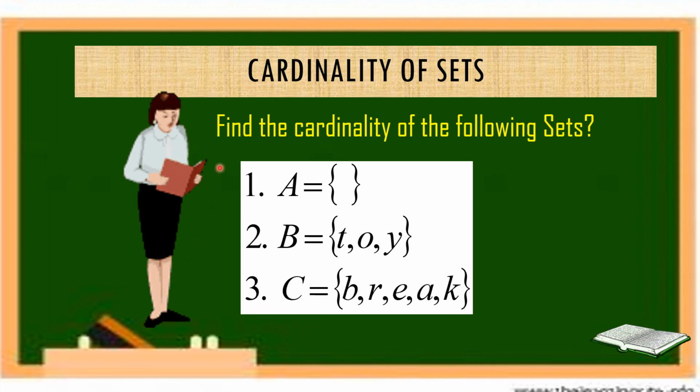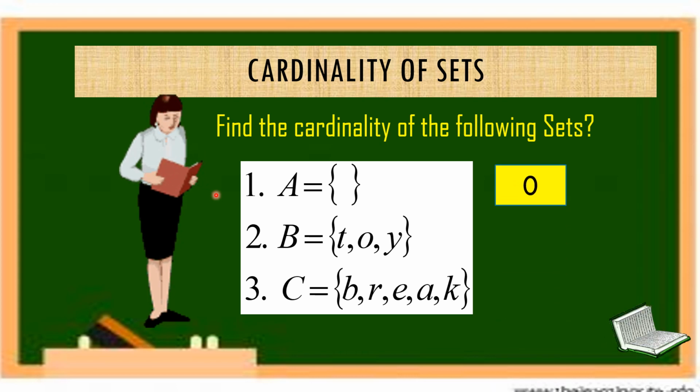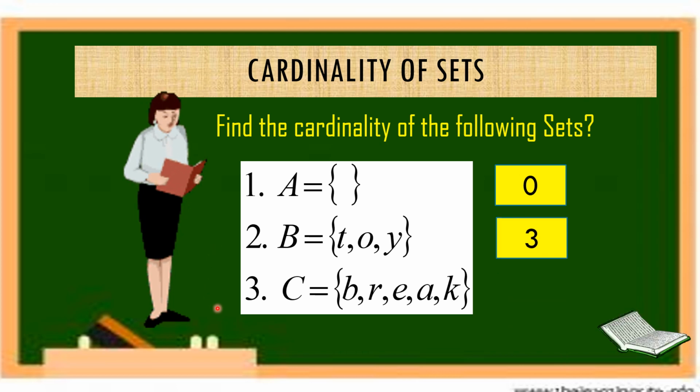So we need to find the cardinality of the following sets. For number 1, what is the cardinality of set A? The answer is 0 because the given is an empty set. For number 2, what is the cardinality of set B? The cardinality of set B is 3. For number 3, what is the cardinality of set C? The cardinality of set C is 5.